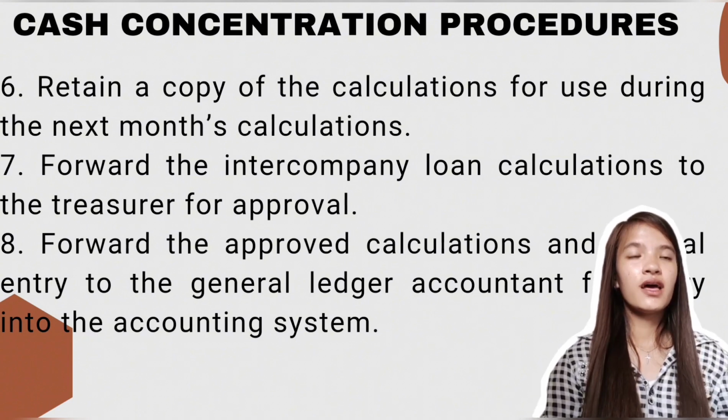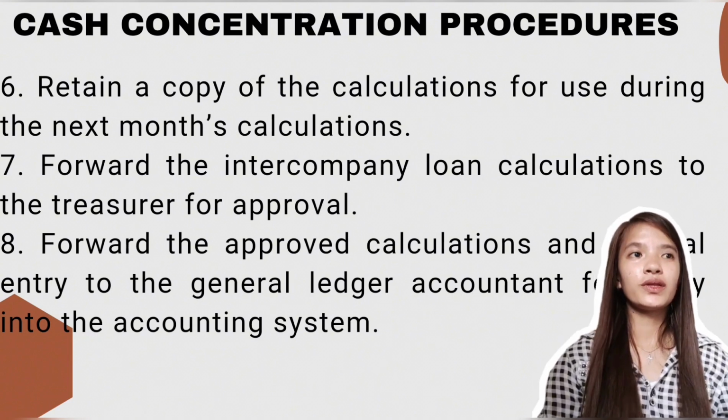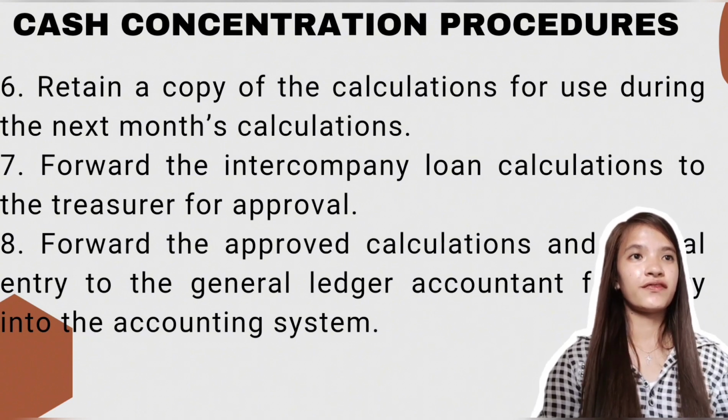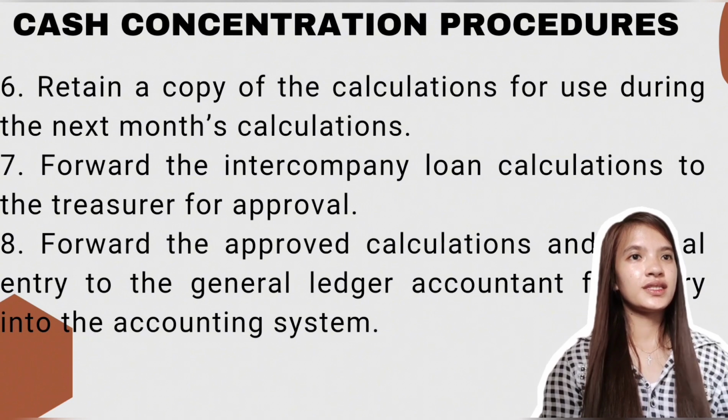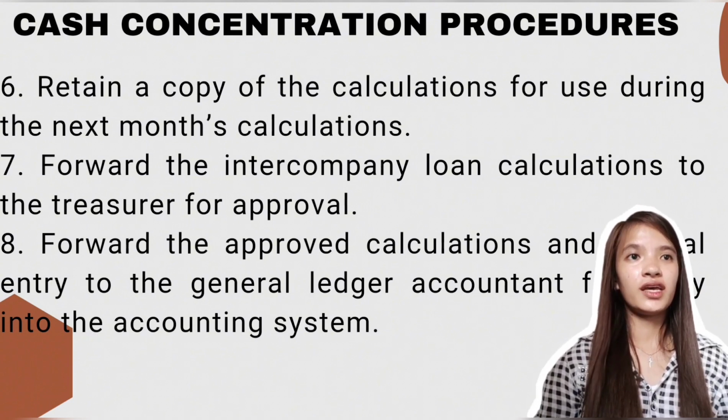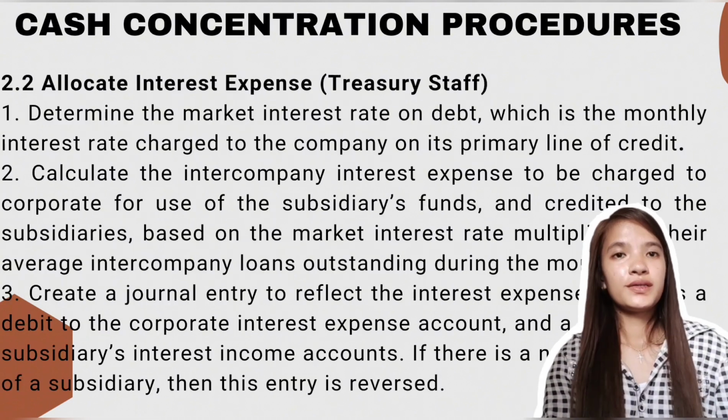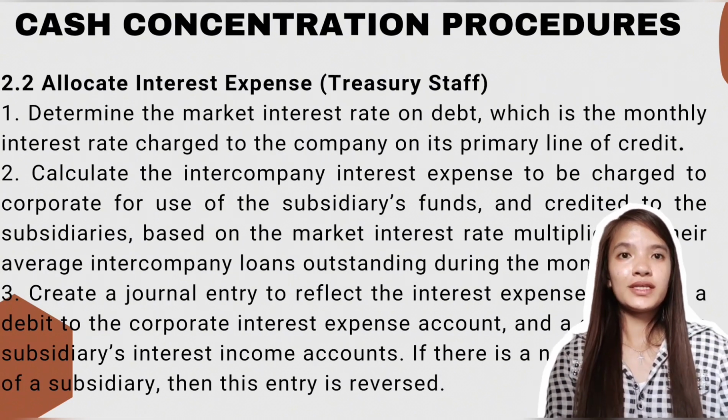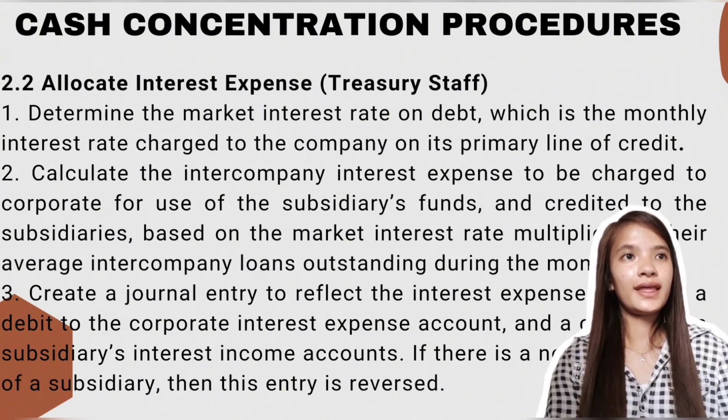Number 7. Forward the intercompany loan calculations to the treasurer for approval. Number 8. Forward the approved calculations and journal entry to the general ledger accountant for entry into the accounting system. So next, cash concentration procedure 2.2, allocate interest expense.